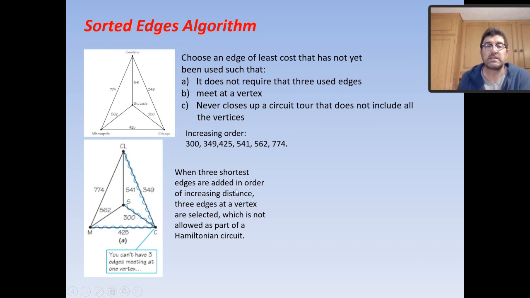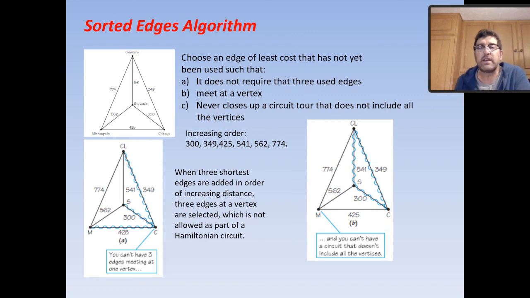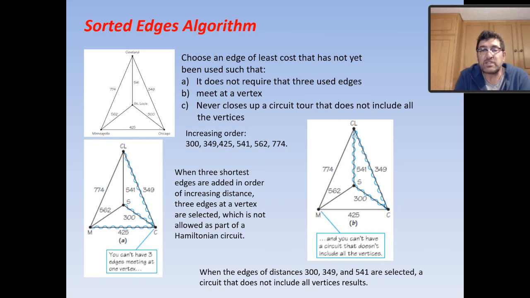So when the shortest edges are added in order of increasing distance, we get this, which is forbidden if we want to form a Hamiltonian circuit. If we then go for the next weight, we skip 425 and choose the next one, which is 451, then we complete a cycle without having visited Minnesota. So that's also not allowed for the Hamiltonian circuit. So it looks like the sorted edges algorithm, for a problem that is this small, is really not helping us to find the most efficient tour.